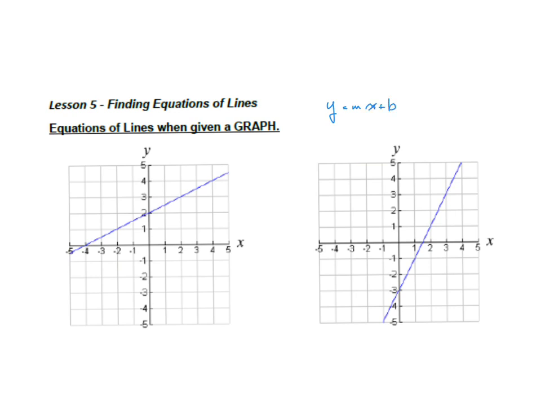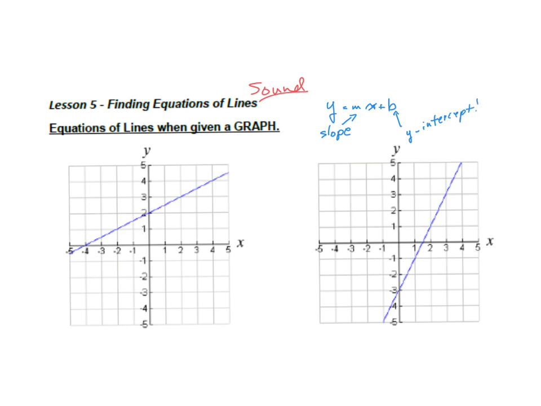I just have to remember to tell you that there is sound in this one. Now, the m value represents the slope, and the b value here represents the y-intercept.